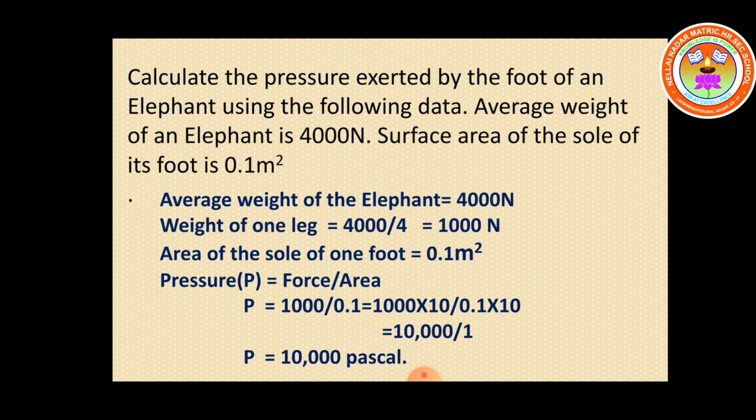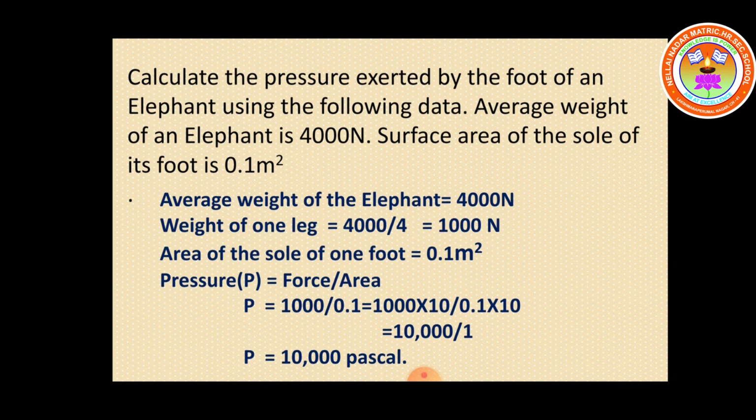Both the numerator and the denominator are multiplied by 10, so it's not changing the value, isn't it? So 1000 into 10 divided by 0.1 into 10. What will come? 1000 multiplied by 10 gives us 10,000, divided by 0.1 multiplied by 10, which is 1.0, that is nothing but 1. So 10,000 divided by 1, what will come? That is 10,000 only. That is, P is equal to 10,000 Pascal.